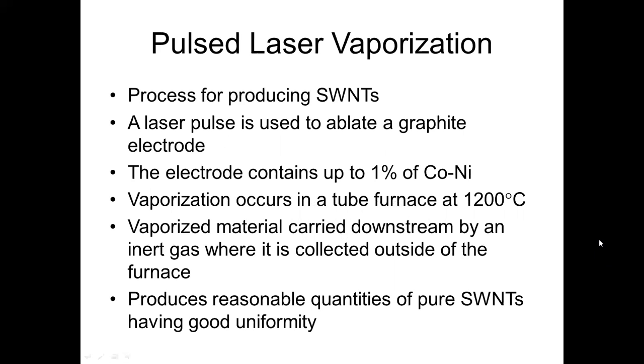So the process that we use for single wall nanotubes: we can use a pulse laser to ablate a graphite electrode. The electrode might contain 1% of a cobalt nickel alloy. The vaporization occurs in a tube furnace at 1200 degrees C. The vaporized material is carried downstream by an inert gas, where it's collected on the outside of the furnace, and this produces a reasonable quantity of pure single wall nanotubes that have good uniformity.